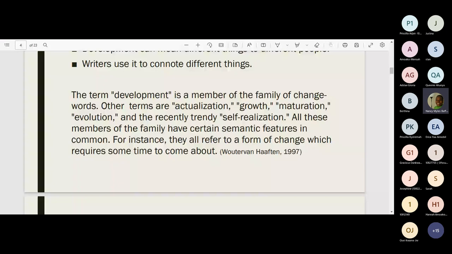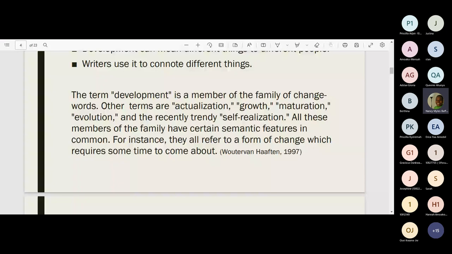The person says, for instance, they all refer to a form of change. So when you say actualization, it suggests that there's been a shift, a change, whether upwards or downwards, which is what is in contention when we move on. But when you hear actualization, growth, maturation, evolution, it tells you that there's been a change, just as you would say for development. I would even have added progress.